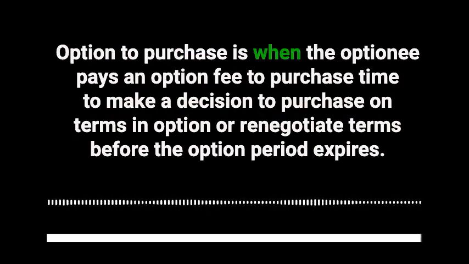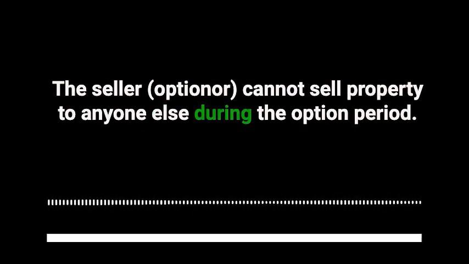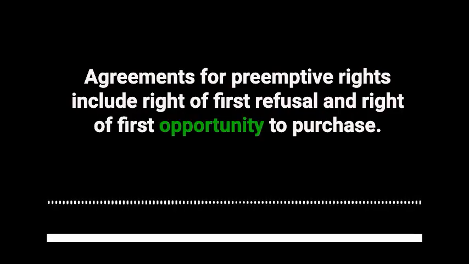Option to purchase is when the optionee pays an option fee to purchase time to make a decision to purchase on terms in the option, or renegotiate terms before the option period expires. The seller cannot sell property to anyone else during the option period. Agreements for preemptive rights include right of first refusal and right of first opportunity to purchase.